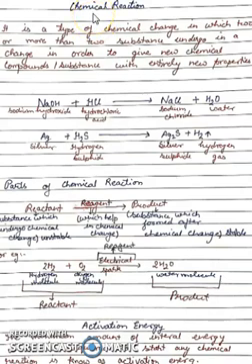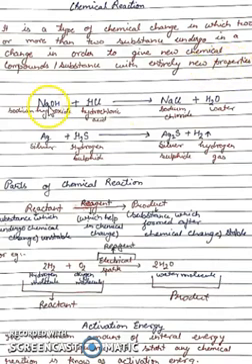Now we will discuss what exactly chemical reaction means. A chemical reaction is basically a type of chemical change in which two or more substances undergo a change in order to give a new chemical compound or substance with completely new properties.